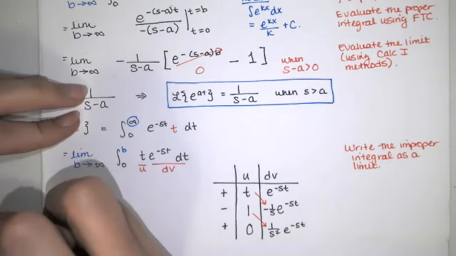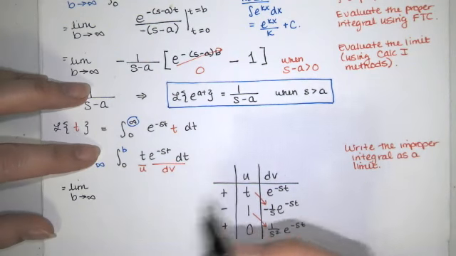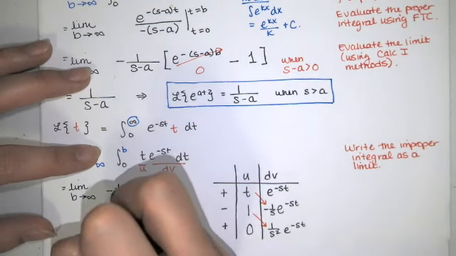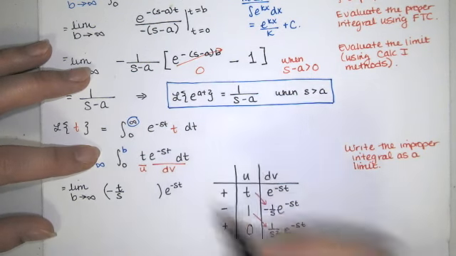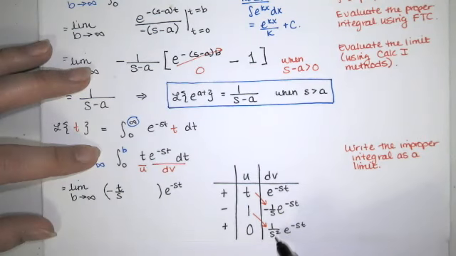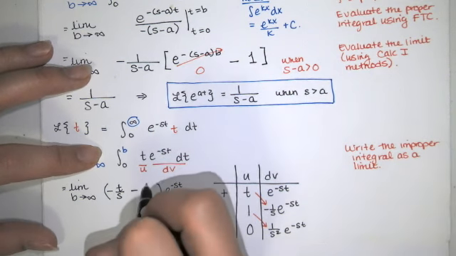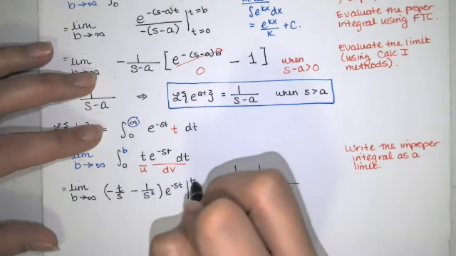So we have the limit as b goes to infinity of negative 1 over s times t times e to the negative st. I'm factoring out that e to the negative st now. Plus 1 over s squared times e to the negative st times a negative 1. So it's going to be minus 1 over s squared times e to the negative st. And we're evaluating this from t equals 0 to t equals b.